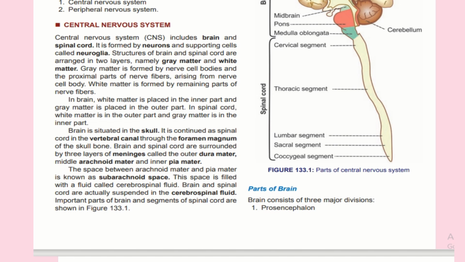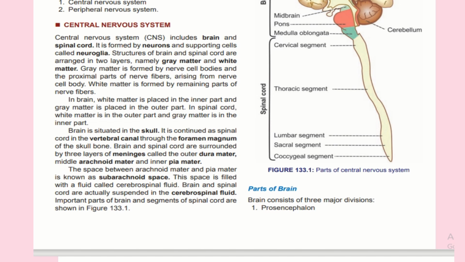Brain is situated in the skull. It is continued as the spinal cord in the vertebral canal through the foramen magnum of the skull. So there is a shallow cavity in the skull which is known as foramen magnum of the skull bone, where the spinal cord continues in the vertebral canal.